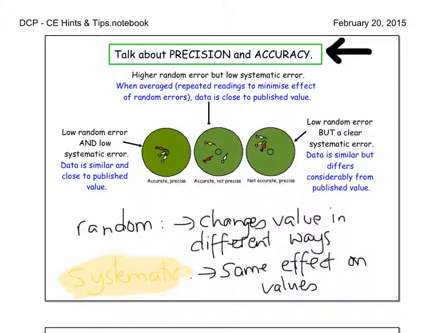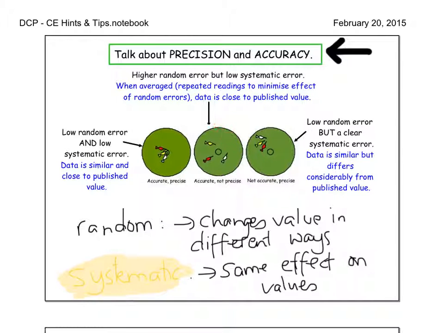Okay, let's look at the dartboards and see how they relate. So on the left here we have your ideal scenario where you have perfect data. All of your darts are in the middle. That means all of the values that you have achieved in your experiment match up almost perfectly with the published value. This means it's accurate and it's precise because you've got low random error, they're not spaced around, and low systematic error, they're not shifted off in one direction. And in blue there I've written what that means. Data is similar and close to the published value.